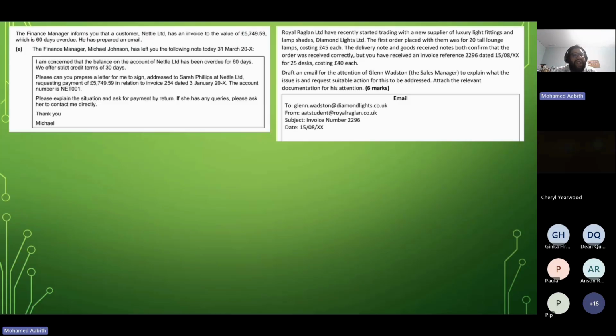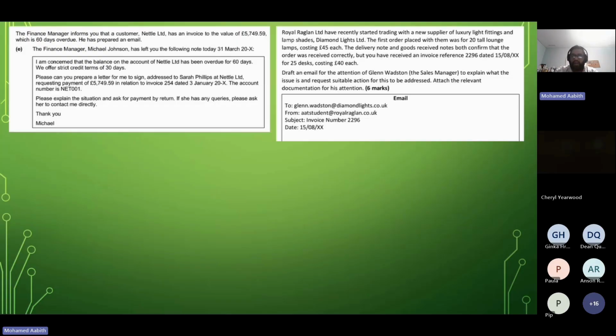Can you prepare a letter for me to sign, addressed to Sarah Phillips at Nettle Limited, requesting payment of 5,749.59 in relation to invoices 254 and 26, dated the 3rd of January 2025? Account number is NET001. Please explain the situation. Ask for payment by return. If she has any queries, please ask her to contact me directly. So this time you have to write a letter.